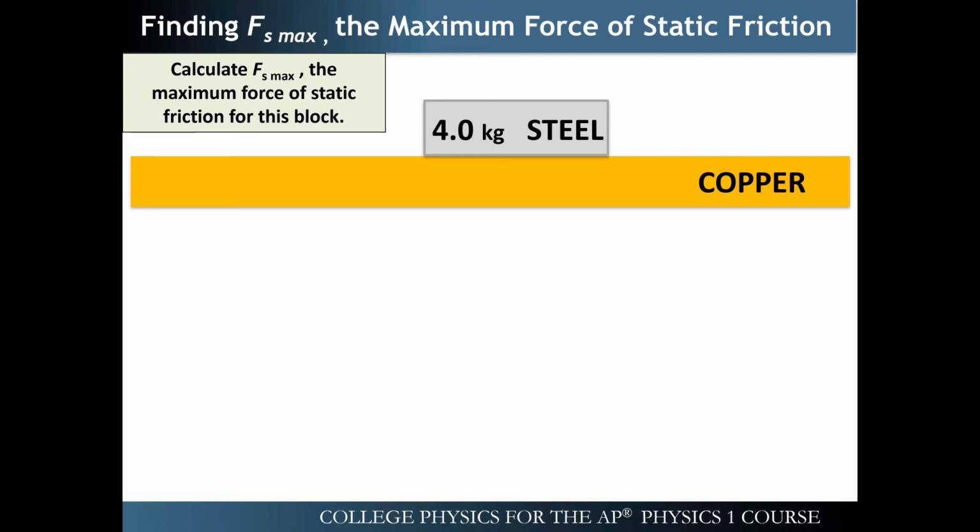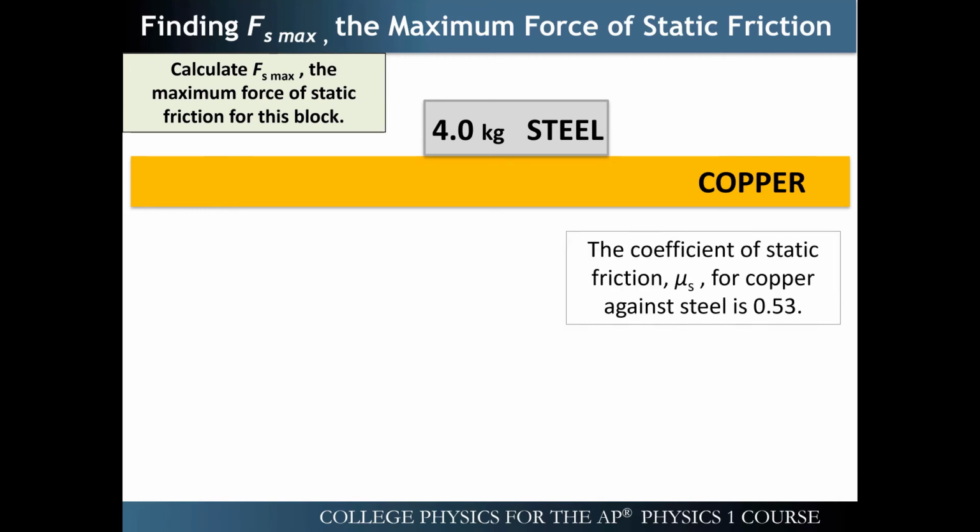You don't have to tell me the whole problem, just what's something we have to do to solve this? We need the coefficient of friction for the copper. Okay, there you go. I just looked it up for you. What else do we need? Our equation of Fs max equals the coefficient of friction times the normal force. Oh, so we're going to need the normal force. How are we going to find the normal force?